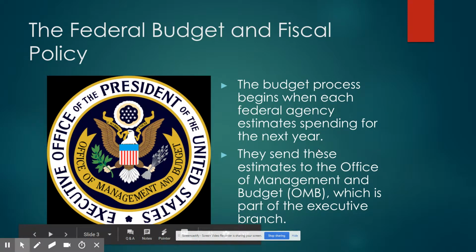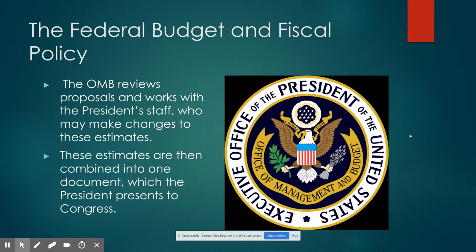The budget process begins when each federal agency estimates spending for the next year. So each part of the cabinet begins, like the Department of Energy, Department of Education, Homeland Security. They all give their budget estimates, how much they're going to spend, to the Office of Management and Budget, which is part of the executive branch. That office then reviews proposals and works with the president's staff who make changes to these estimates.